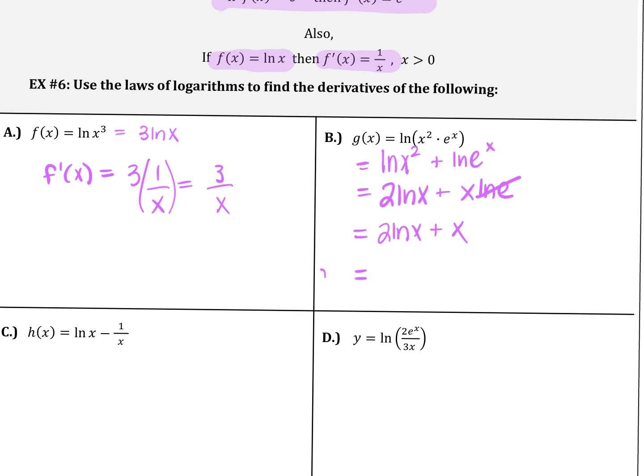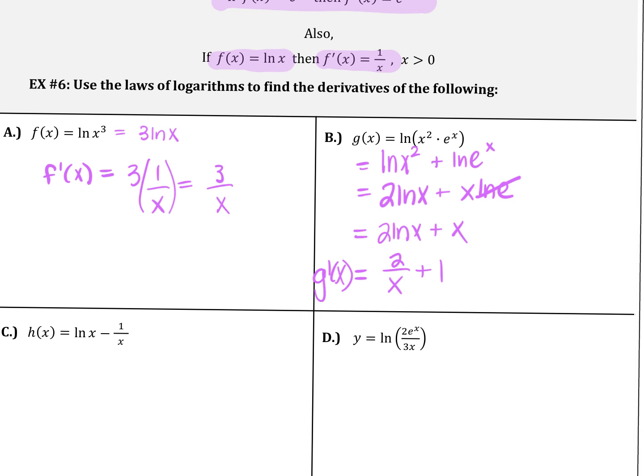So now we have to do g prime. We have to take the derivative still. We're not done. Okay, so then that becomes 2 over x plus 1. Plus 1. No, derivative. I thought it was 2 over 1 plus x. Oh, 2 times 1 plus x is the same as 2 over x.